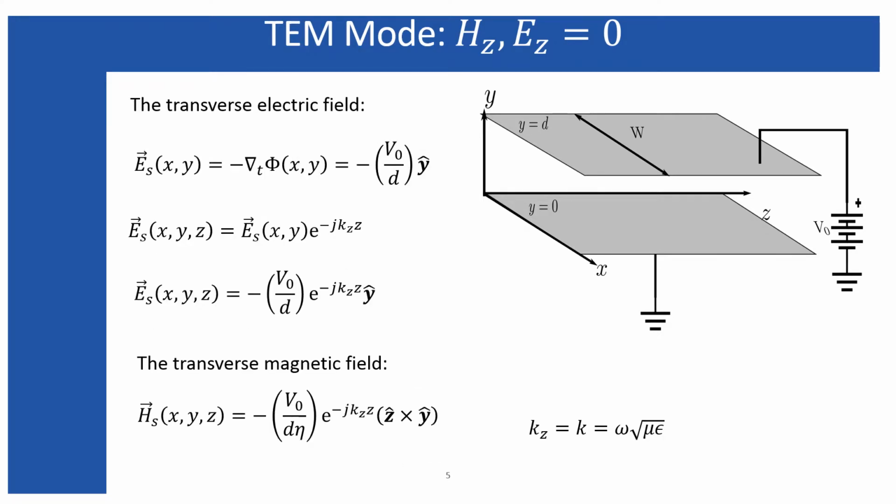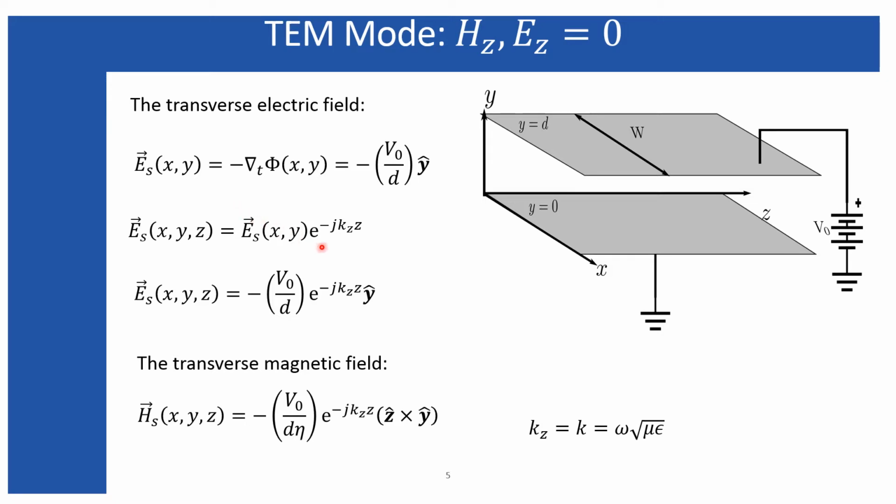Now to obtain the transverse electric field, we just need to apply the transverse gradient operator over the potential that I have obtained, and that results in these equations, where the electric field has a constant amplitude V naught divided by d, and it is directed from the top plate to the bottom plate, because of the negative sign, it is directed in the negative direction.